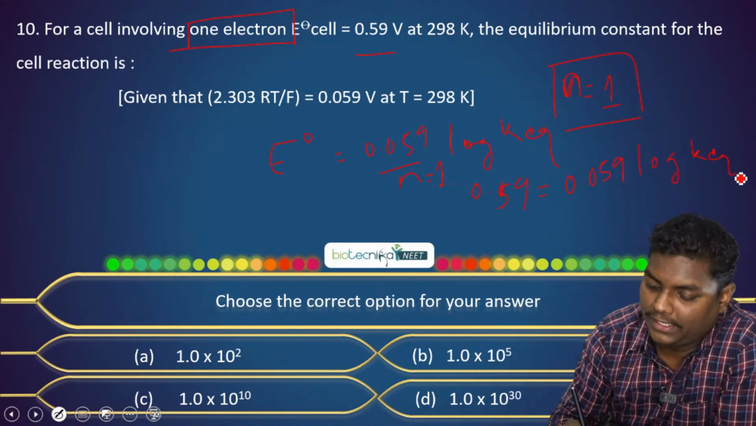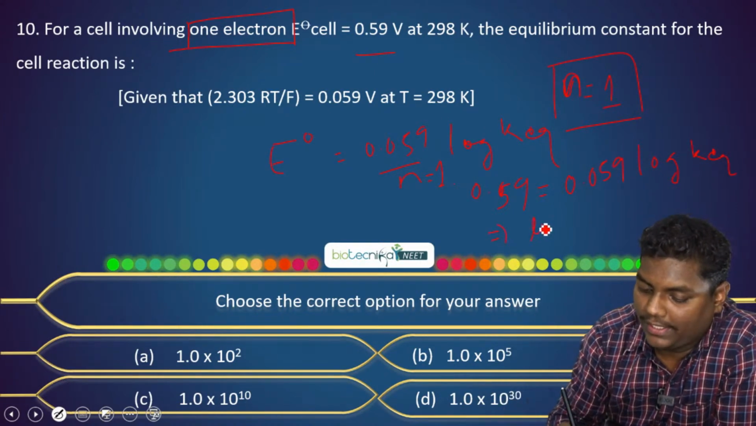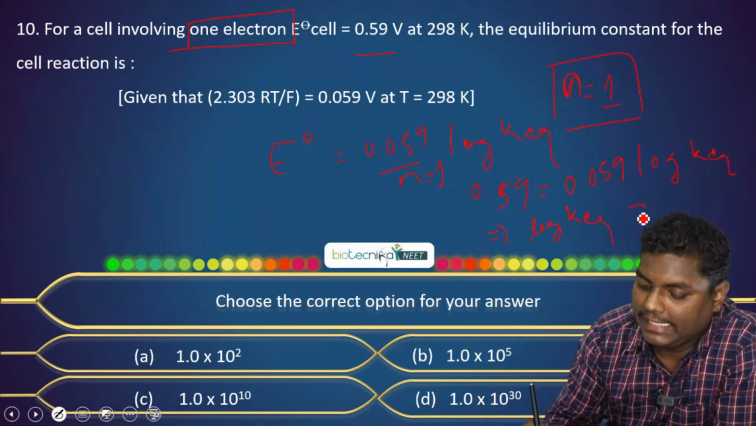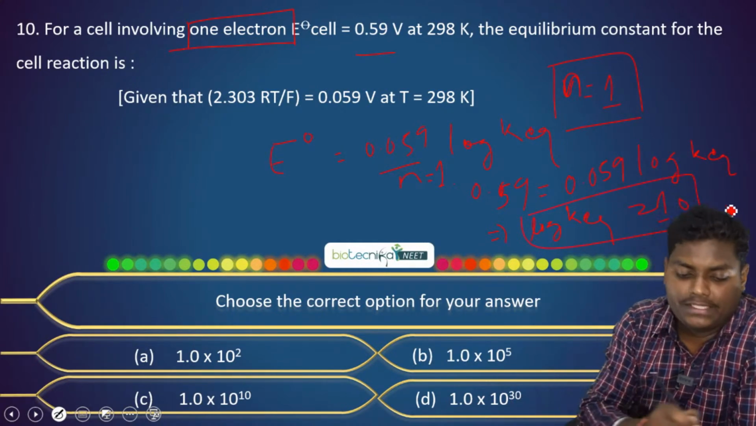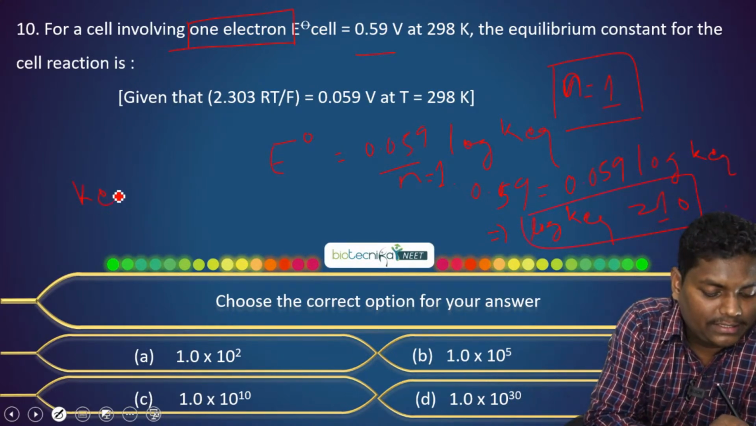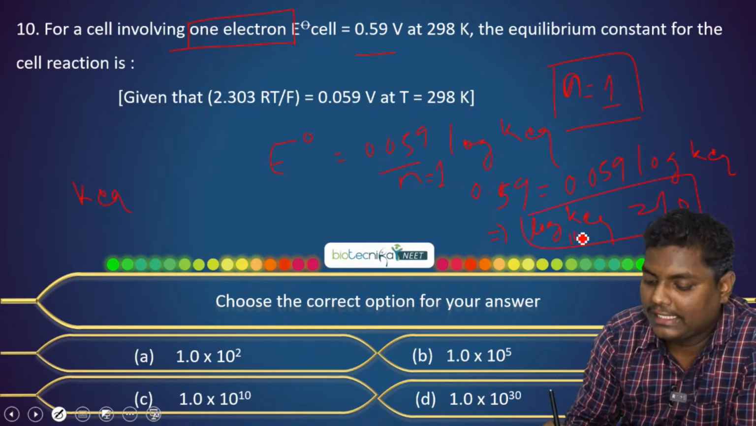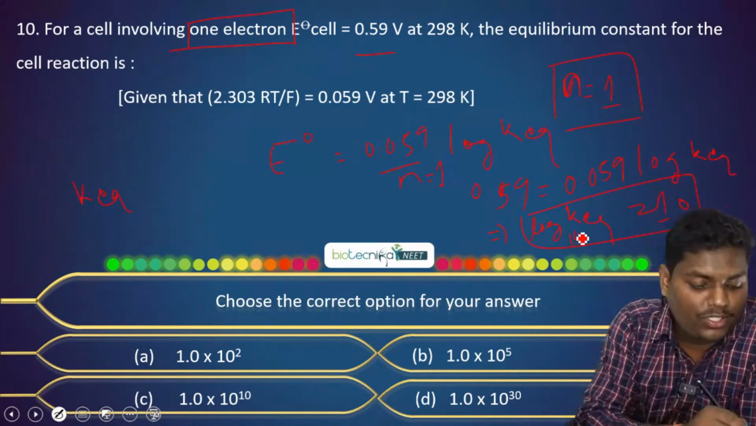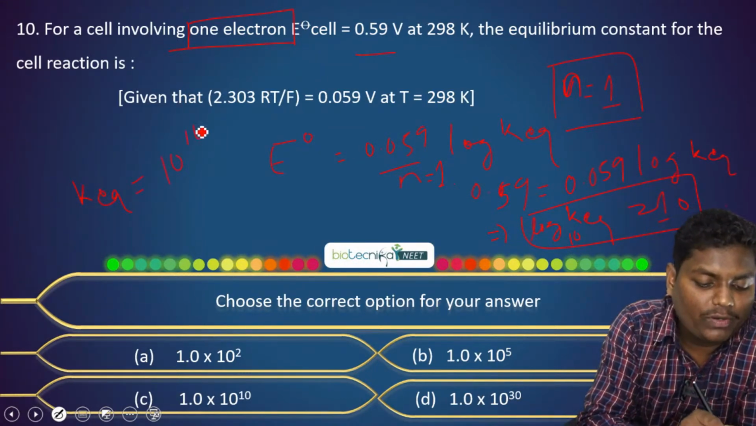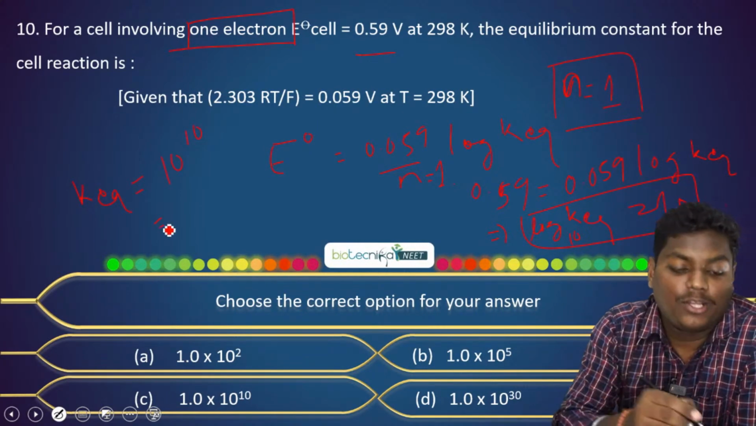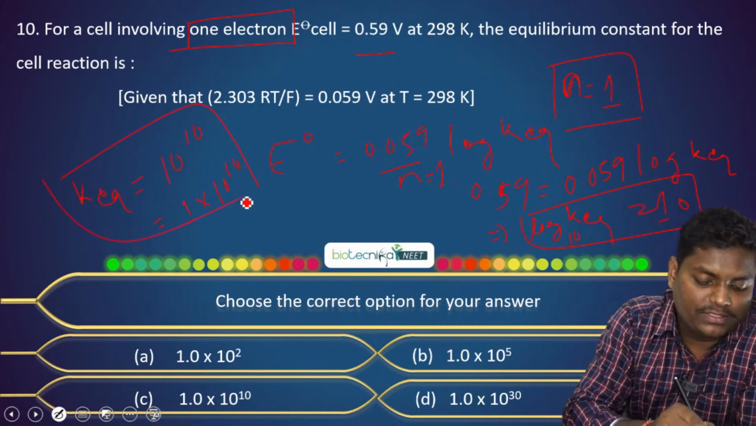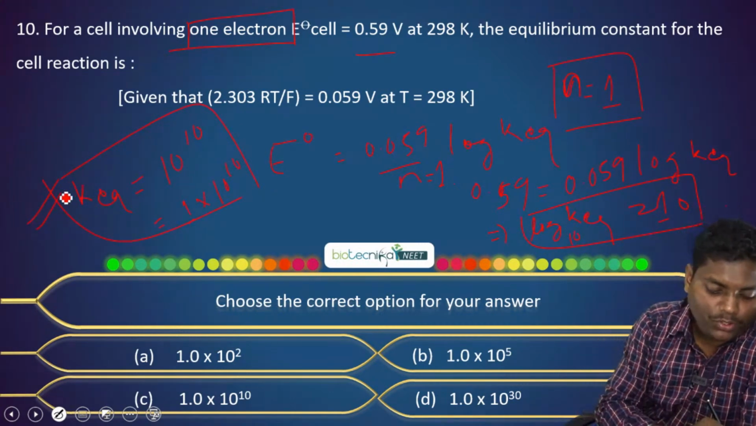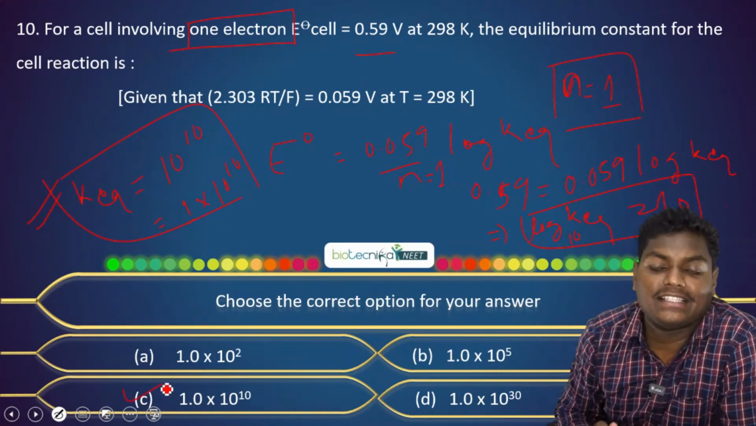If you bring it here, log K equilibrium will be 10. Now if you solve this, you know the base for the log is 10. So K equilibrium will be 10 to the power 10. So we can basically write it as 1 into 10 to the power 10. So this is the K equilibrium. So option C is the correct answer.